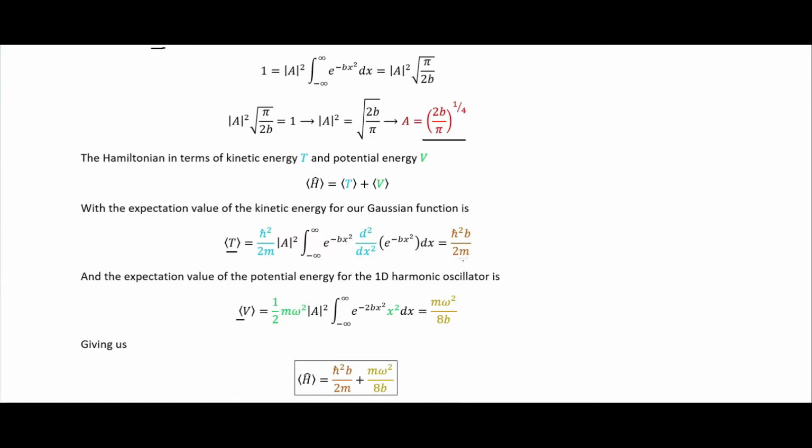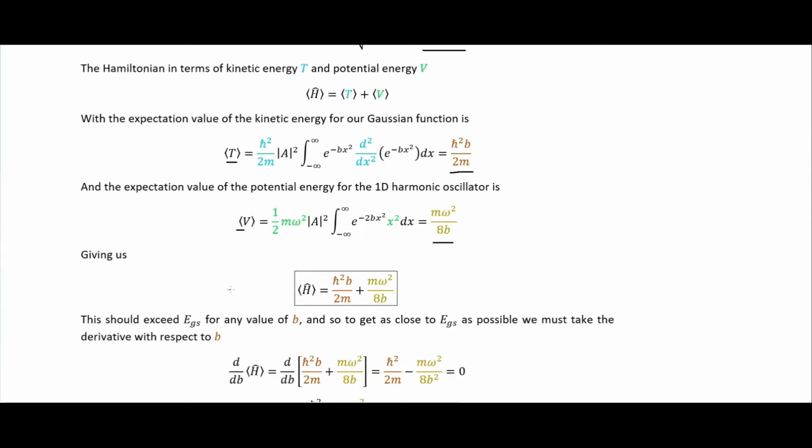The kinetic energy is what I have here in this brown, and this potential energy is what I have here in this lighter brown color. This gives us that the expectation value of our Hamiltonian is equal to this kinetic energy plus this potential energy here.